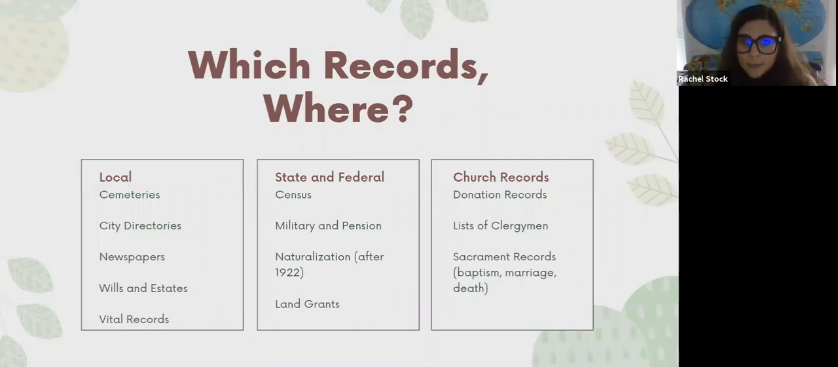As I discussed, it can be really confusing. How do we find these? So I made a little chart for us to narrow down and get a better idea of where we can find these different record types. At the local level, cemeteries, city directories, newspapers, wills and estates, and vital records are all accessed at the local level.